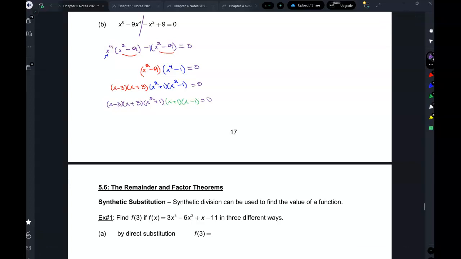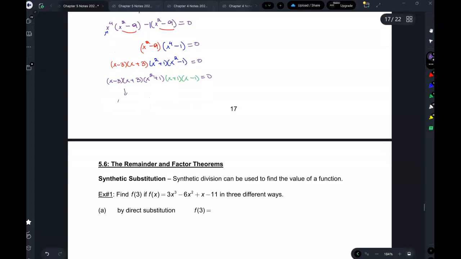Okay? So these give me x is plus or minus 3. This one, x squared plus 1 equal to 0. X squared equals negative 1. Take a square root. What's x equal to? Plus or minus i. And from here, what do I get? X is plus or minus 1.